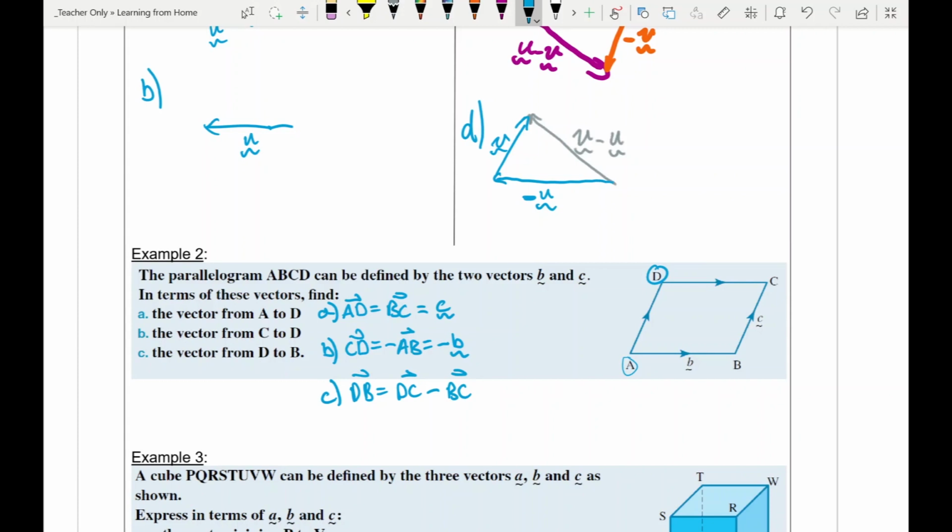And we already know that C to D is negative B, so that's going to be positive B. And we know that B to C is positive C, so if we're minusing B to C, then that's going to be B minus C. So that is our vector from D to B.